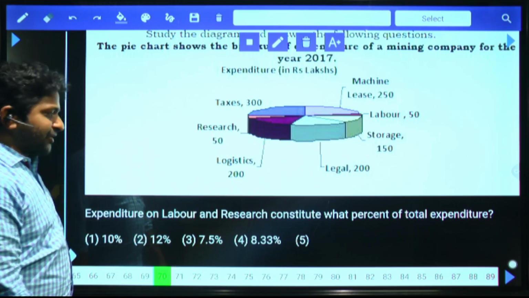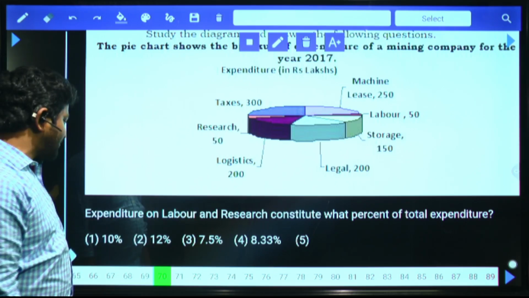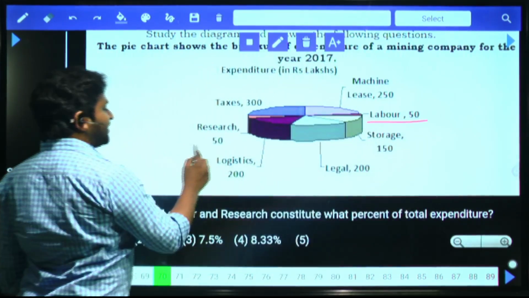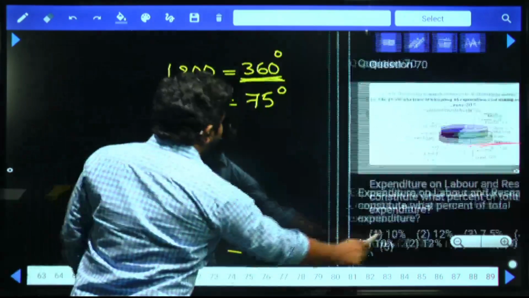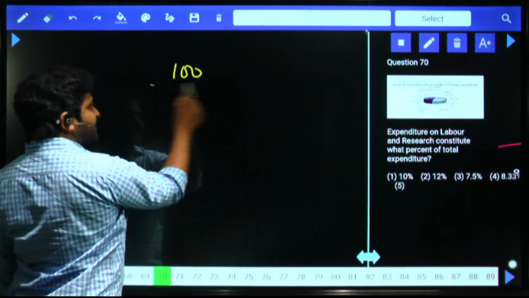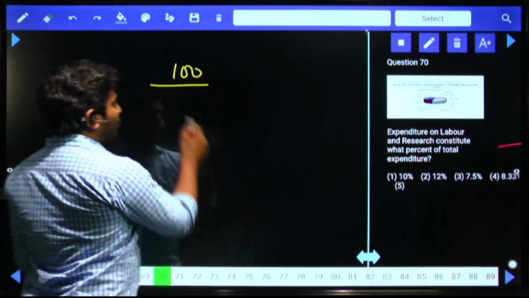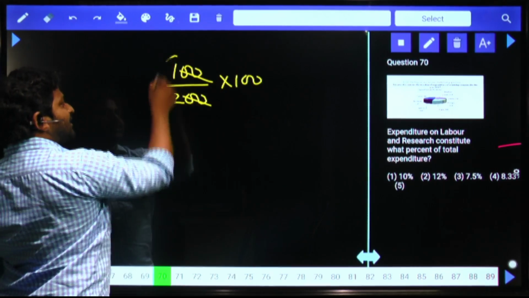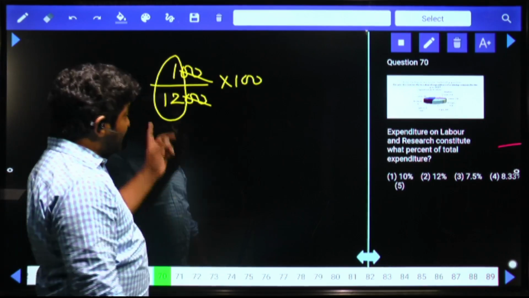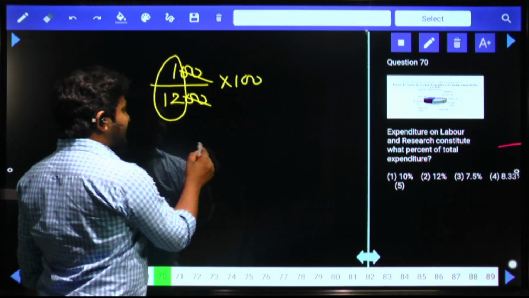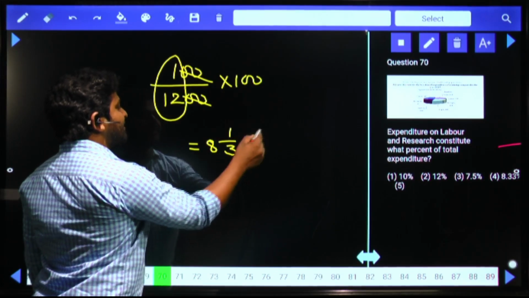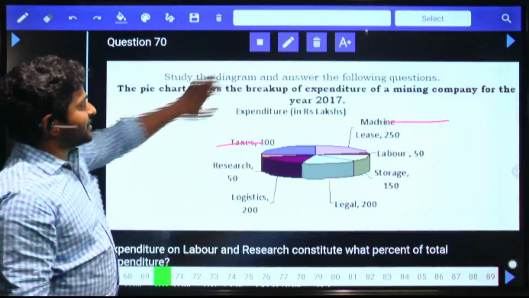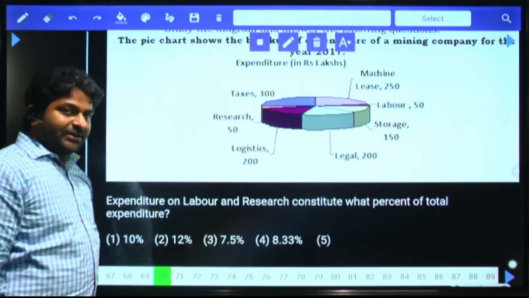Expenditure on labor and research constitute what percentage of total expenditure? Labor is 50. Research is 50. Total we have 100. Now we have to identify that 100 as a percentage with respect to total expenditure only. Total expenditure is 1200. Percentage in the sense into 100. 2 zeros cancel. So leftover value fraction is 1 by 12. Percentage chapter already discussed chesam. 1 by 12 in the sense 8 1 by 3 percentage. 1 by 12 is 8 1 by 3%. Let's see the option. 8.33. Fourth option answer.